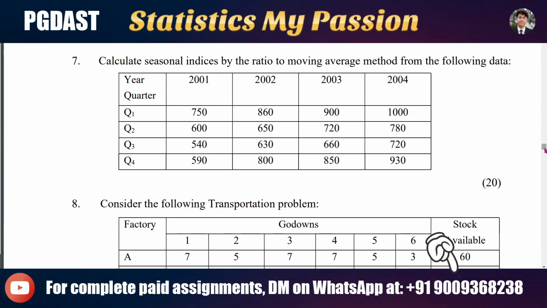So the question number 7 is: calculate seasonal indices by the ratio to moving average method from the following data. So here we have the 4 quarters, Q1, Q2, Q3, Q4, and the years 2001 to 2004, and the numbers are given here.